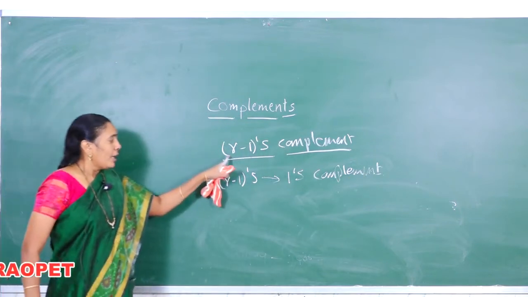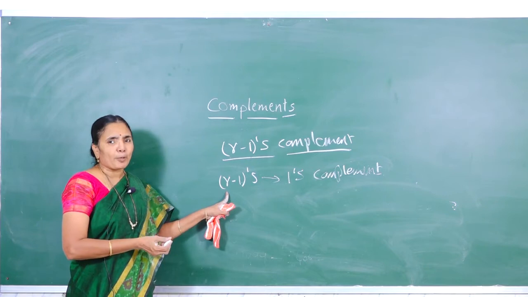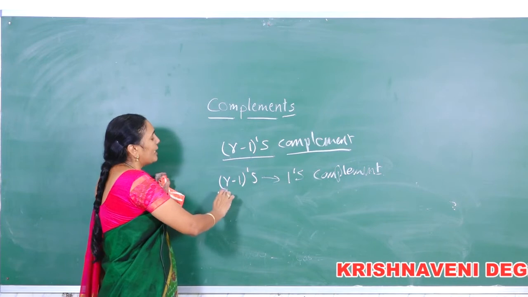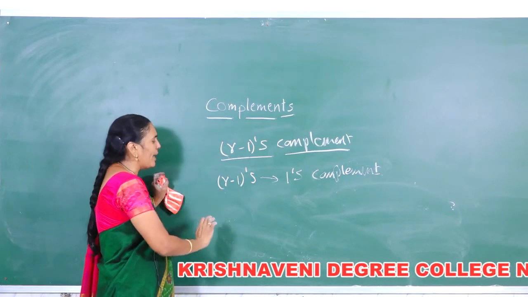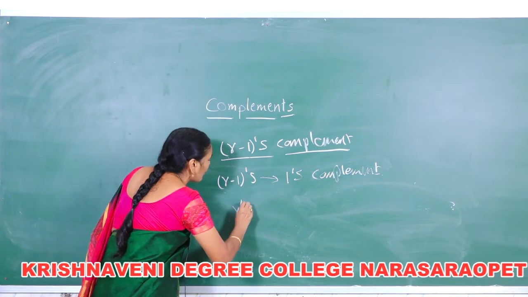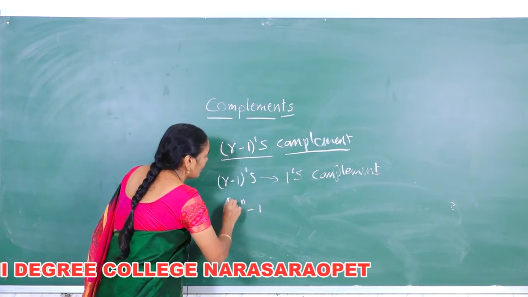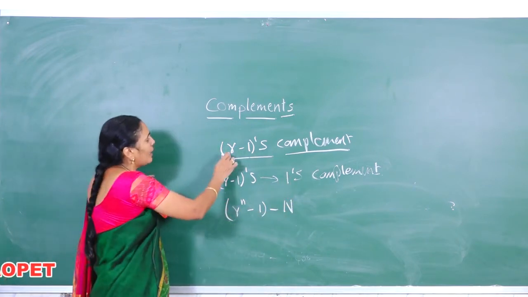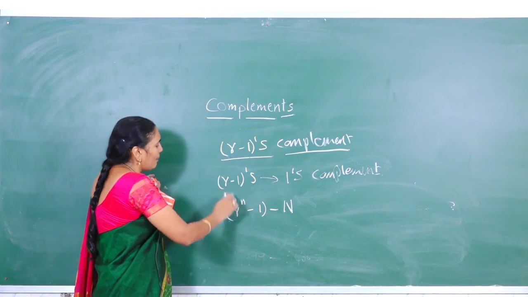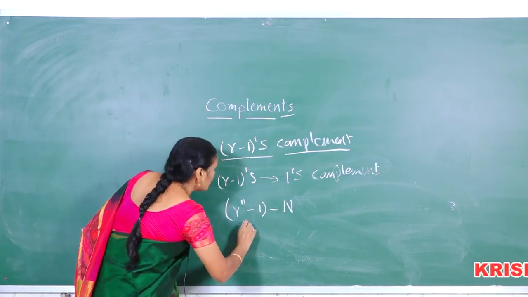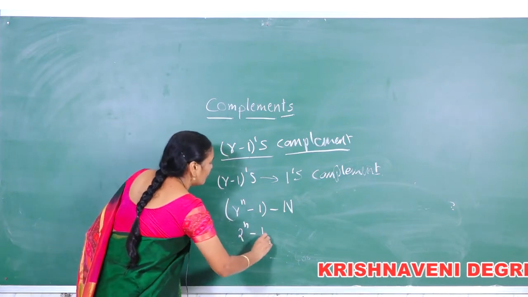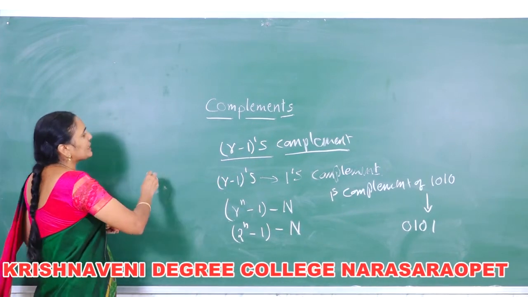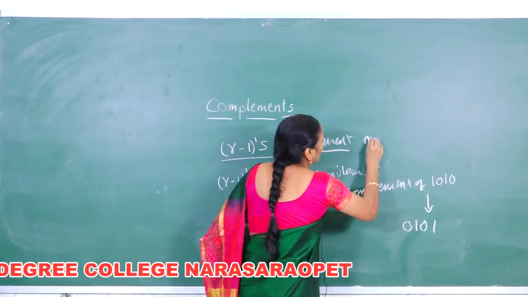So, here we have to apply the same procedure. What is the procedure that we have discussed? When I want to find the r minus 1's complement of a given number, I have to write r to the power of n minus 1 minus the number to be subtracted. Say for a binary number system, the base is 2, that is 2 to the power of n minus 1 minus the given number. Now we are going to discuss the r minus 1's complement of a binary number.